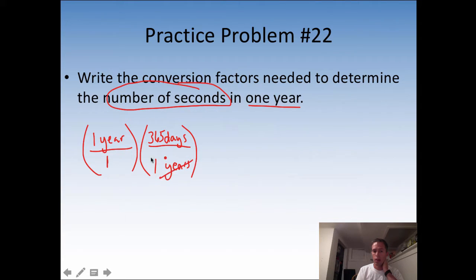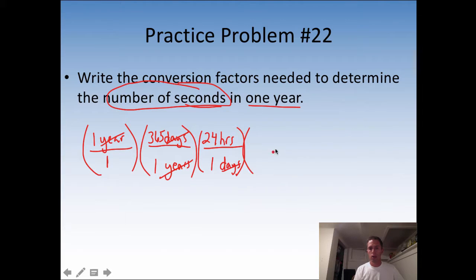Okay, now our years cancel out, so I cancel those out. Now we're to days. But we can't stop there because it wanted us to go to seconds. So let's continue on. Let's make another conversion factor. Days is on top. We know that days has to be on bottom. Is there a conversion factor that we know that breaks days into something smaller? Let's say 1 day is equal to 24 hours. Okay, our days cancel out, and now we're to hours.